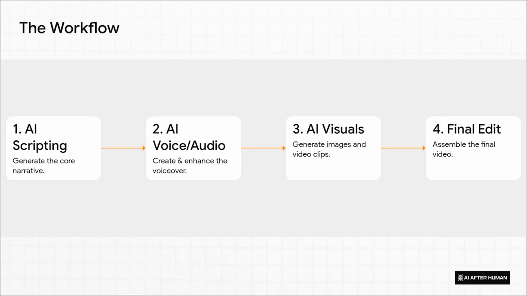It's really just 4 stages. We start with a script, that's our foundation. Then we create a voice and polish the audio. After that, we generate all the cool visuals to match our story. And finally, we bring it all together in the edit. Let's dive into step 1, the script.